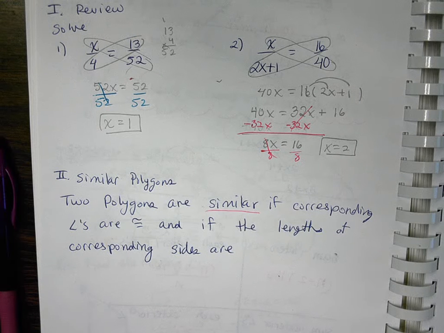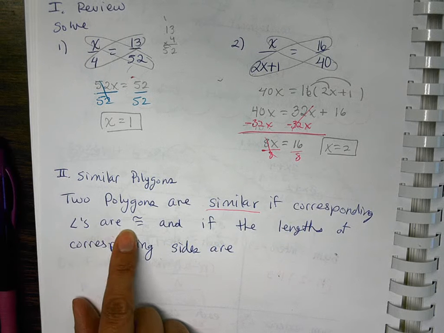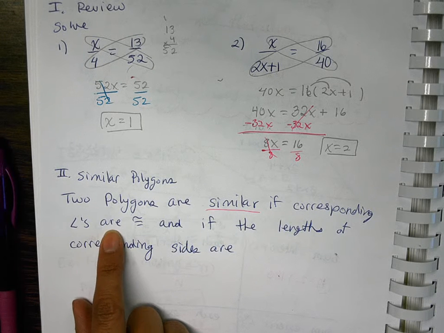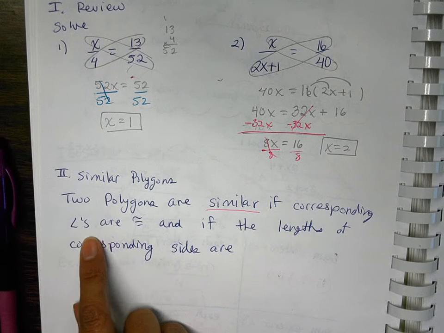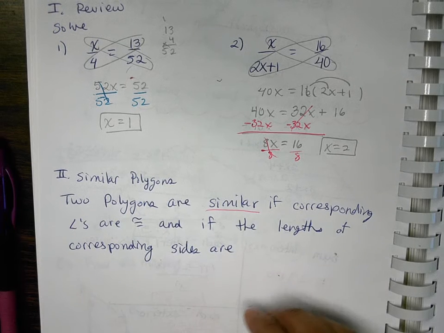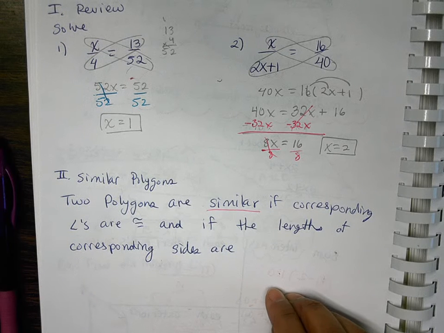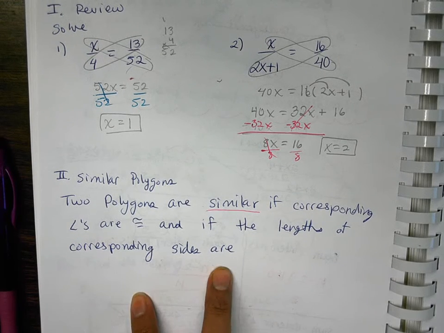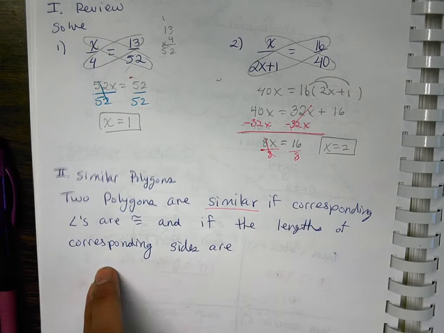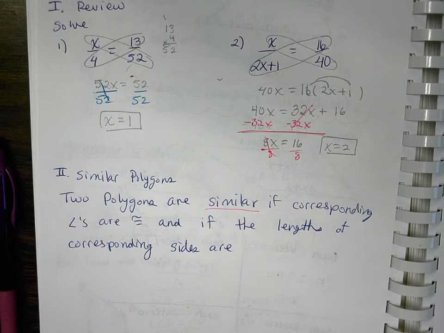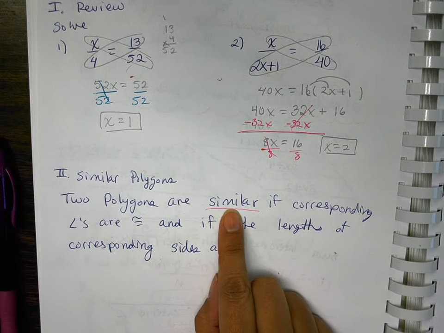Before we go any further, do you guys agree we've talked about angles being congruent before? Yes? Corresponding parts of congruent triangles are congruent. Do you remember that? If two triangles or two polygons are congruent, then corresponding parts are congruent. What does that mean, corresponding parts? Angles and sides. Now, are we dealing with congruent polygons or similar polygons?